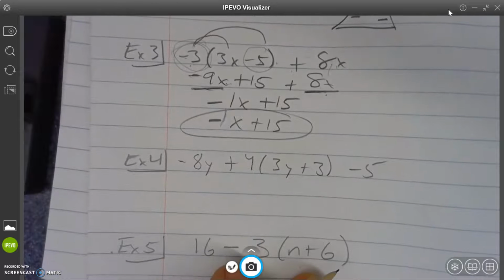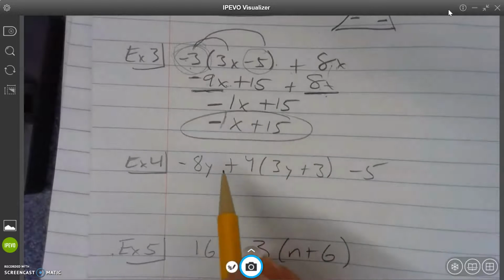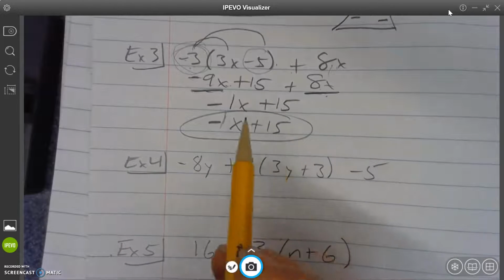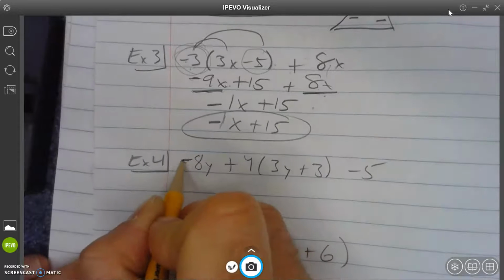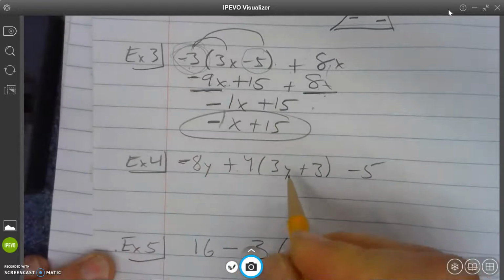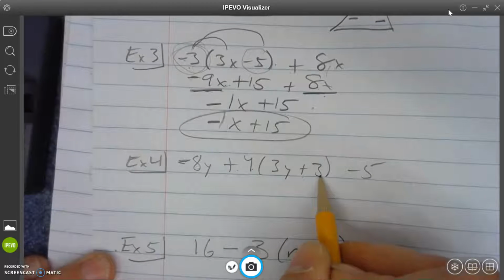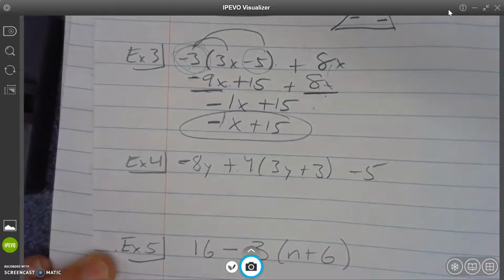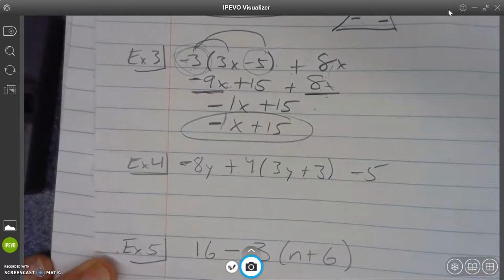All right. You try one. Oh, look at this. Example 4. I think you can do it. Here we go. Negative 8y plus 4 times the quantity 3y plus 3 minus 5. All right, you try the whole thing. Ready, set, go.